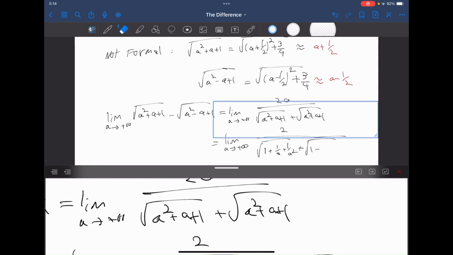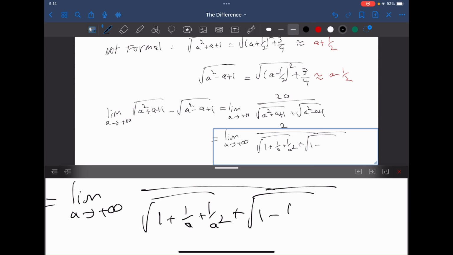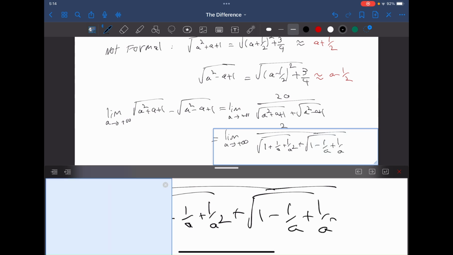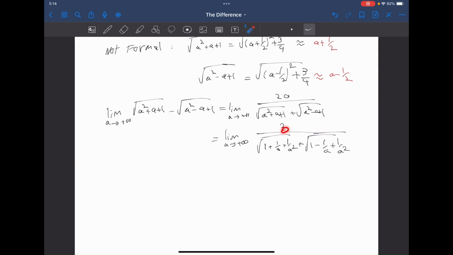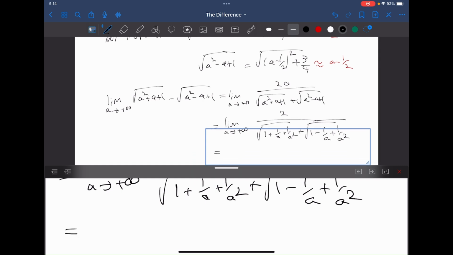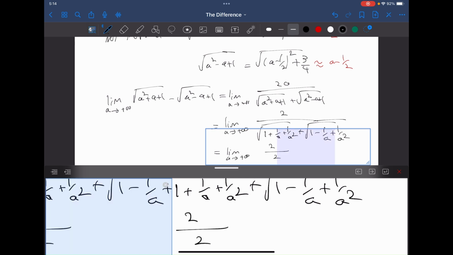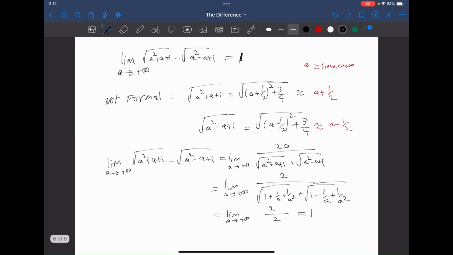Oops, I had a typo here again. This should be minus, and here I have 1. Okay, and as a goes to infinity, this is constant, this is 2, and this part goes to 0, this part goes to 0. So I would get the limit as a goes to plus infinity of 2 divided by 2, which is equal to 1. So the third observation is also proved.